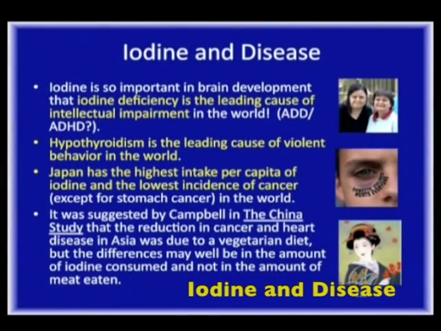Iodine is so important in brain development that iodine deficiency is the leading cause of intellectual impairment in the world. Hypothyroidism is the leading cause of violent behavior in the world, and most people in prison are hypothyroid. As we mentioned, Japan has the highest intake per capita of iodine and the lowest incidence of cancer, except for stomach cancer, in the world. It was suggested by Campbell in the China Study that the reduction in cancer and heart disease in Asia was due to a vegetarian diet, but the differences may well be in the amount of iodine consumed and not in the amount of meat consumed.